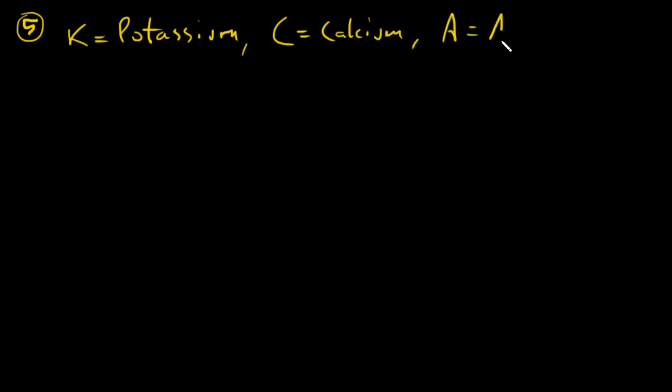But anywho, all we know is that we have the potassium. So K is potassium, right? So we're going to have K for potassium. And then let's see, I think we're going to say calcium is going to be represented by C. And then A is going to be argon, just so we can keep everything straight. And we know that the potassium decays into both calcium and argon.